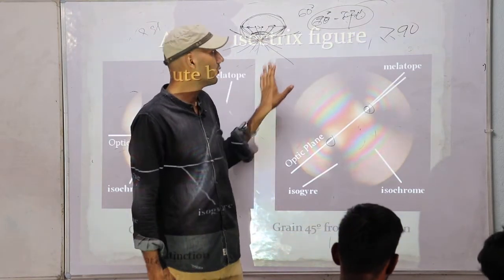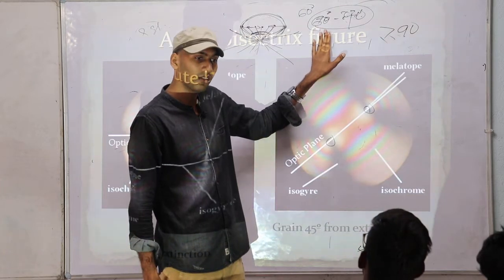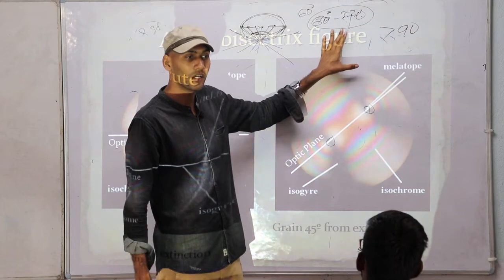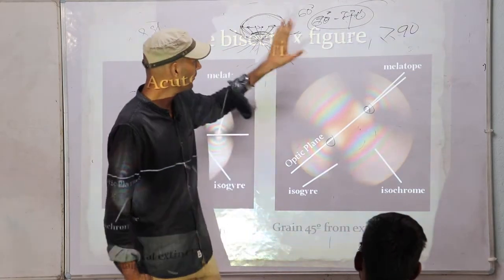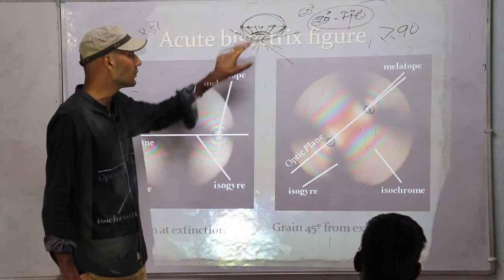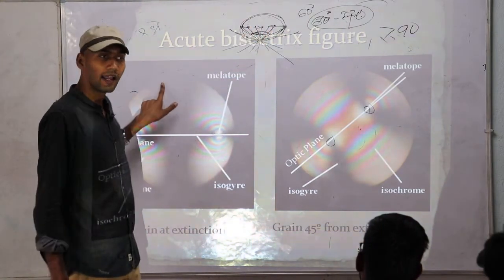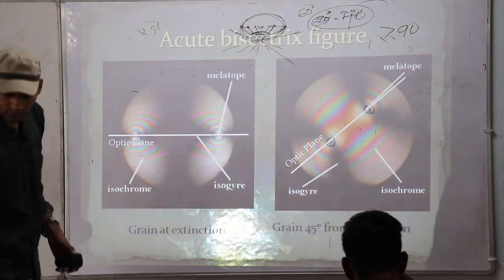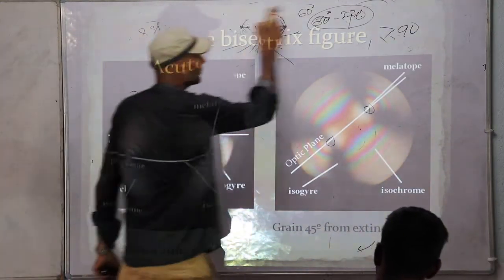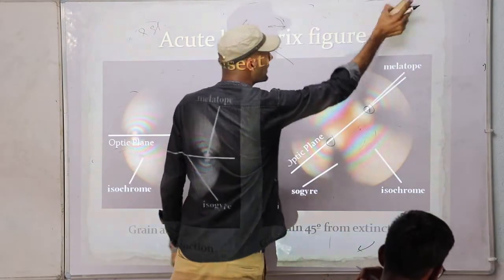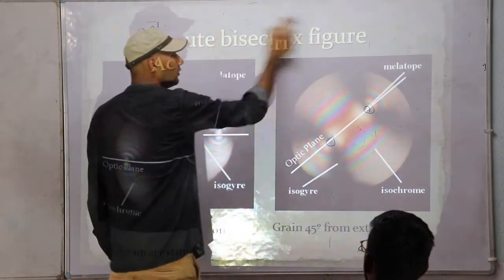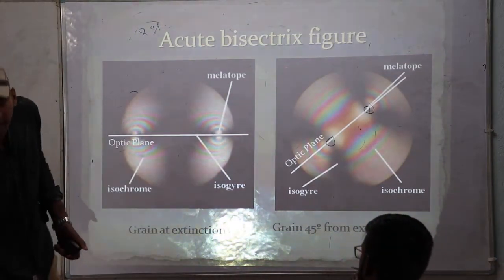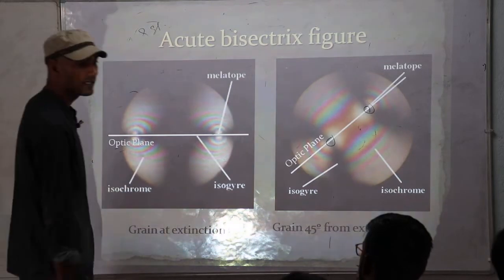Acute bisectrix figure with angle greater than 60 degrees, or obtuse bisectrix figure, both of them cannot contain the melatope. Got your answer? Within 60 degrees only you can watch both of the melatopes in an acute bisectrix figure. Got that? More than that you cannot see the melatopes. And obtuse bisectrix figures generally will not show the melatopes, because the angle is already greater than 90 degrees. You cannot view more than 60 degrees.